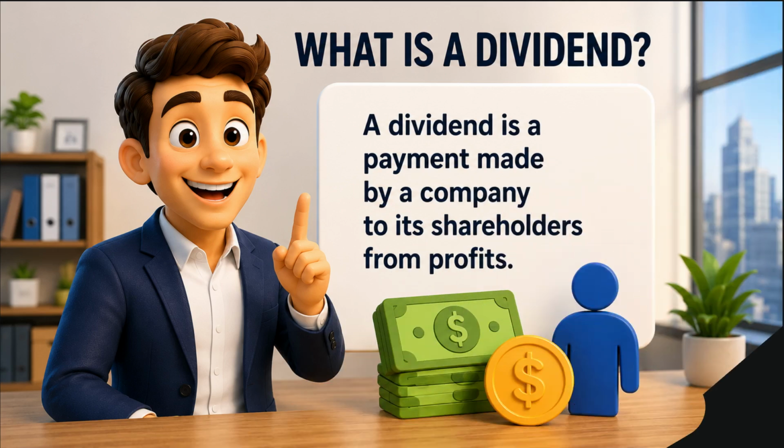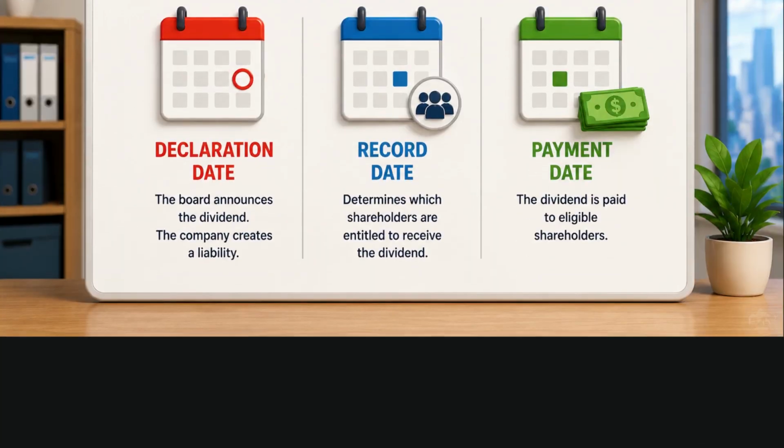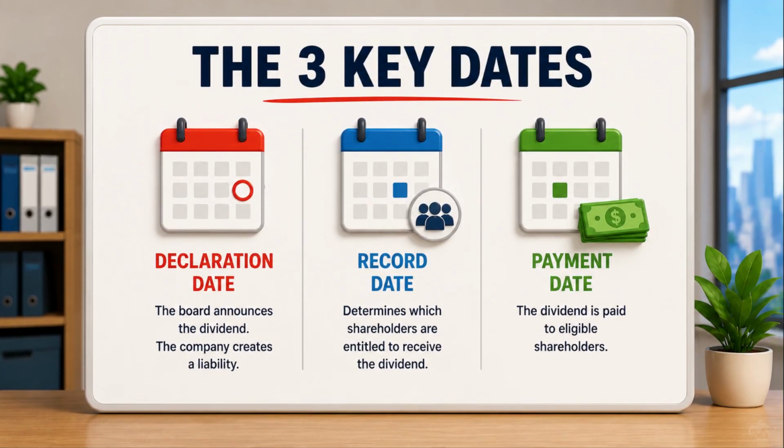A dividend is a payment made by a company to its shareholders from profits that the company has already earned. Think of it as the company sharing part of its success with its owners. From an accounting perspective, dividends are important because they affect equity, not profit. There are usually three key dates involved.